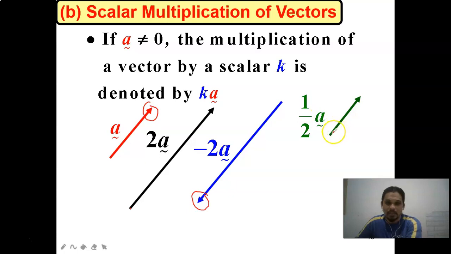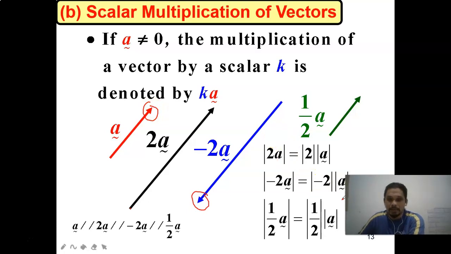And here now, the green line here is half of the vectors of A. If this magnitude is 4, then this is 2, half of the magnitude of A. So the distance of this is half of the distance of this.